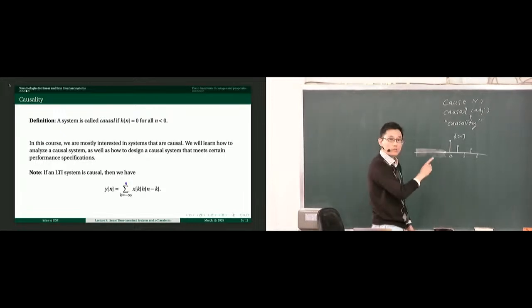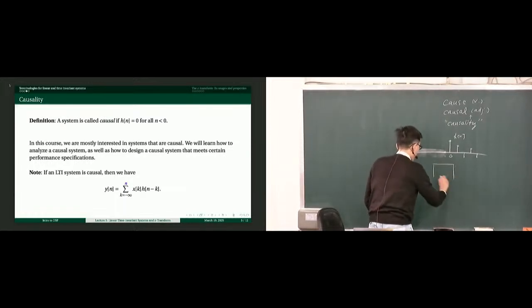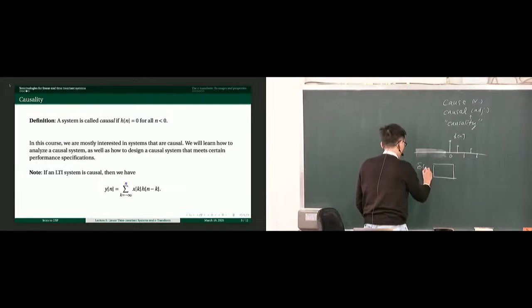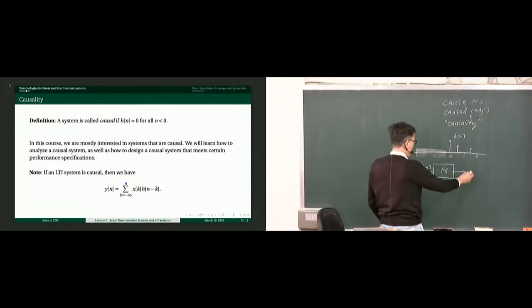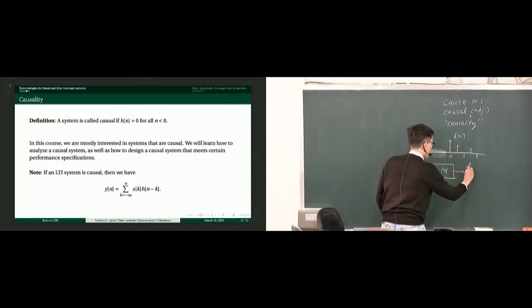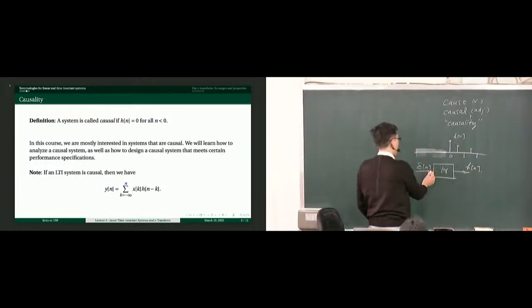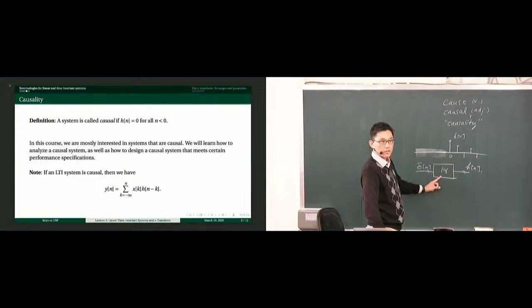What is time 0? Time 0 is the moment the system receives the delta function. Let's emphasize again what the impulse response is. Impulse response is the response that the system produces when it receives the delta function. No response before time 0, before delta comes in.